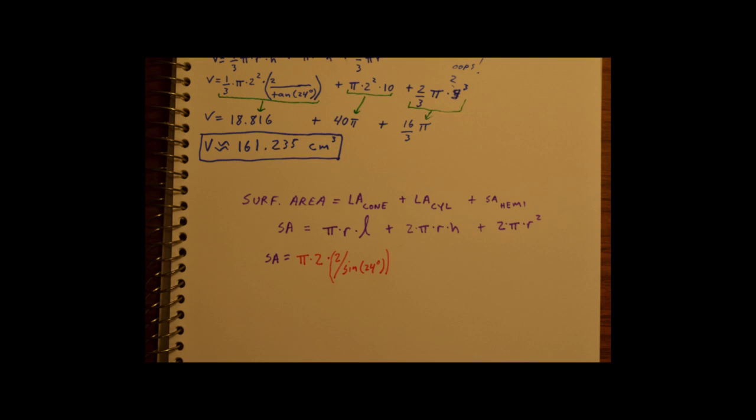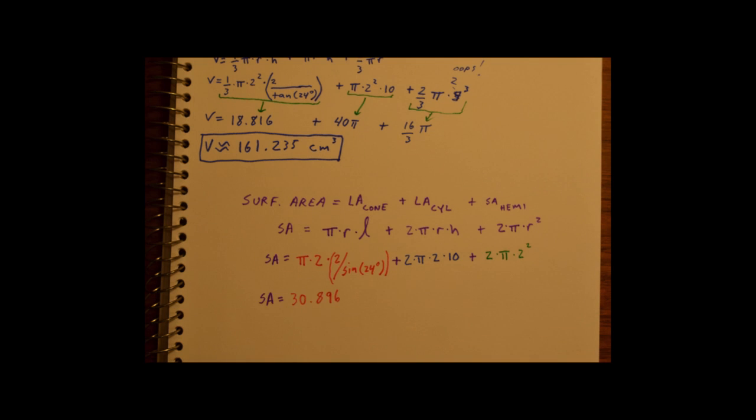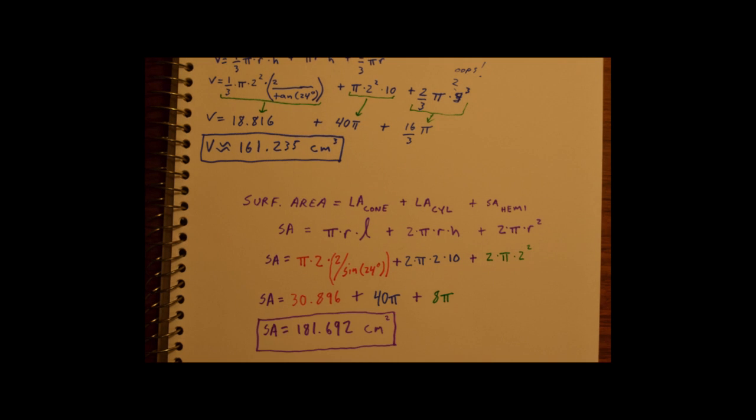And so now we have the lateral area of the cone. We want to add the lateral area of the cylinder plus the dome shape of the hemisphere. And so the cone is about 30.896. The cylinder is 40 pi. The hemispherical dome is 8 pi. Add all those up, and you get about 181.692 square centimeters.